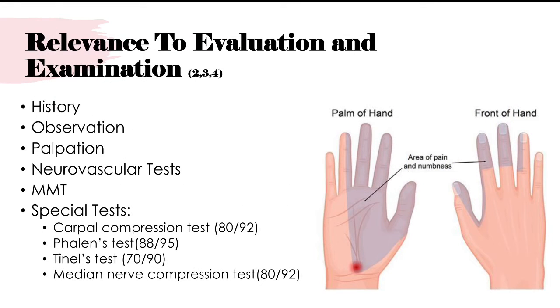Moving on to relevance to evaluation and examination. The evaluation process for carpal tunnel syndrome starts like any other eval. History will first be taken for the patient. This will focus on weight, age, gender, and diabetes, since these are the top risk factors for CTS.